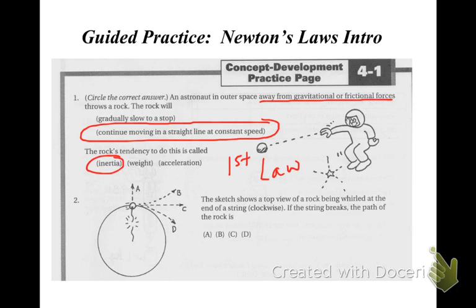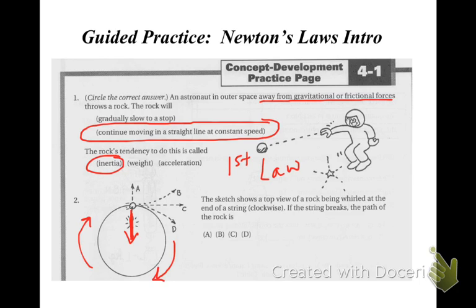Number two is a little tricky, but you really have to think about it in terms of what's happening here. The sketch shows the top view of a rock being whirled around on the end of a string clockwise. So that rock is moving this direction. If the string breaks, the path of the rock is what? So what is our unbalanced outside force that's acting on the rock, keeping it moving in a circle? That's the force provided by the string.